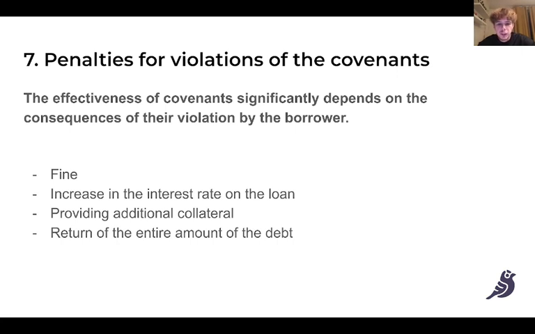The next option, and the most severe, is the early return of the entire amount of the debt. It is used for violation of the most important and severe covenants. For example, if the number of loans issued falls significantly without compelling external reasons, which give reasons to believe that the funds issued on a loan are not in use for their declared purpose.